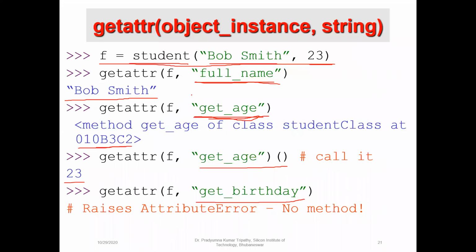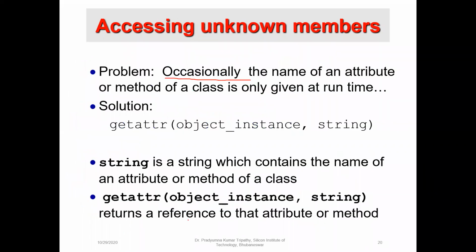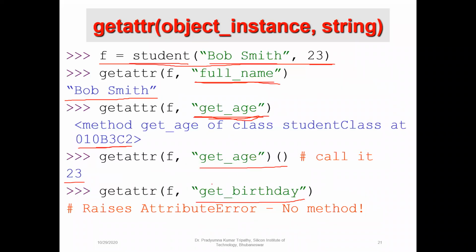If it is required in your program, you may access it also. It is not necessary that you will use it. This is a flexibility given so that during execution also you can get that. Is it understood? So here I have written that this returns the reference to the attribute or method. This returns the address reference.